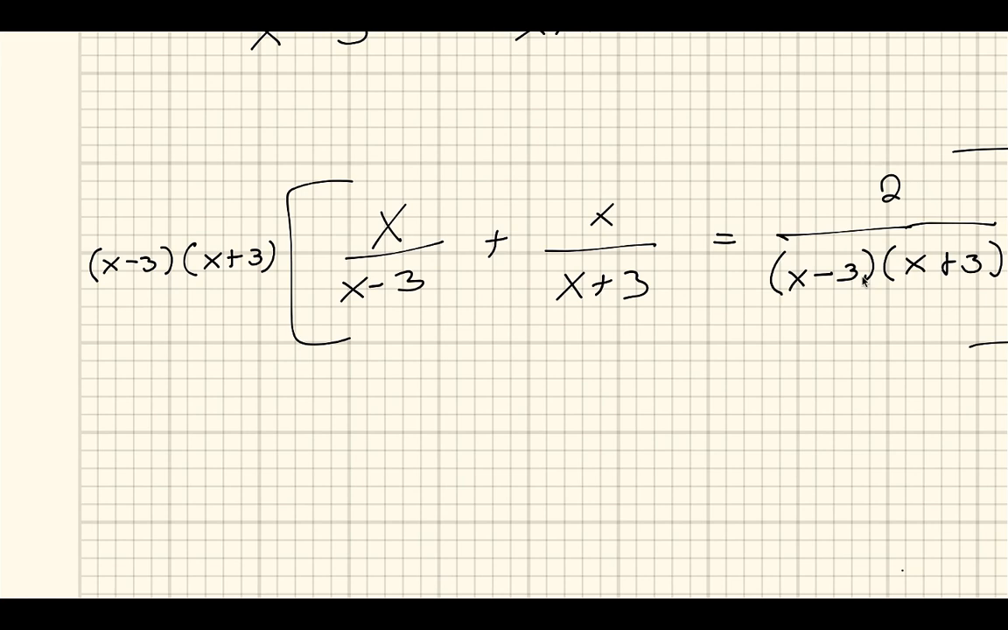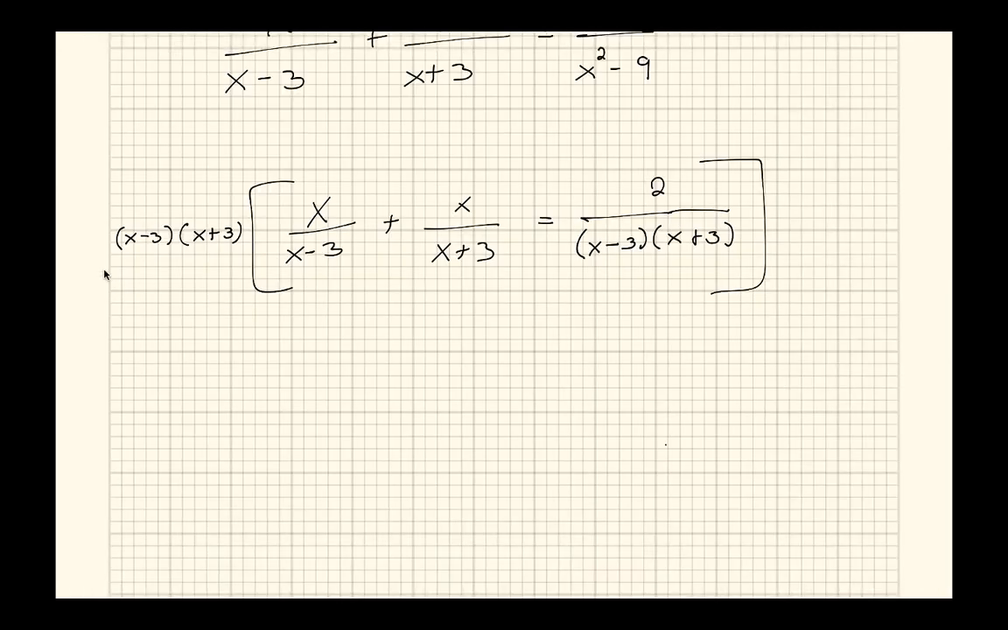Over here I want to cancel this x minus 3, but since I'm already multiplying by x minus 3, I don't need to write another one. And I want to cancel this x plus 3, and since I'm already multiplying by that, I don't need to write another one. These two factors are distributing across this term, and the term on the other side of my equation. If I distribute these both across this term, the x minus 3's are going to cancel, and the only thing left is the x plus 3 times x.